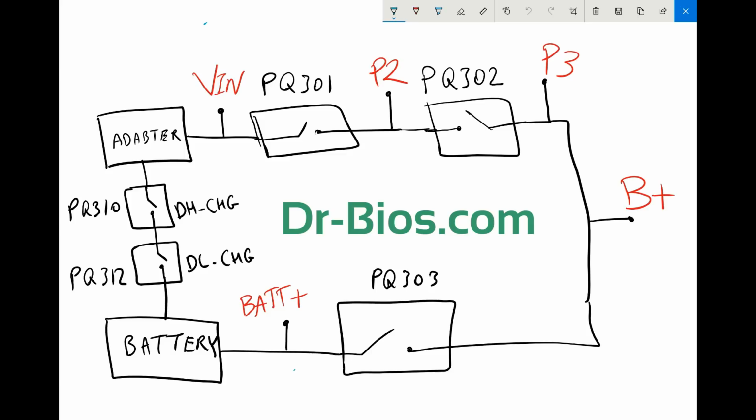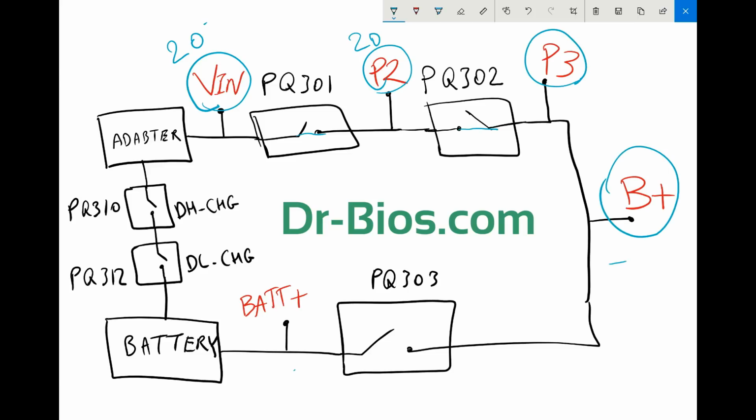3. Both adapter and battery are connected to the laptop. There is 20 volt present in VIN and P2, which means PQ301 and 302 are connected. First and second keys are connected, and 20 positive volt is present in P3 and B+, and 14.4 volt is present in the battery. This means 14.4 volt is present in drain pin of PQ303 and 20 volt is present in source pin of PQ303. So PQ303 Mosfet will be reversed and disconnected.